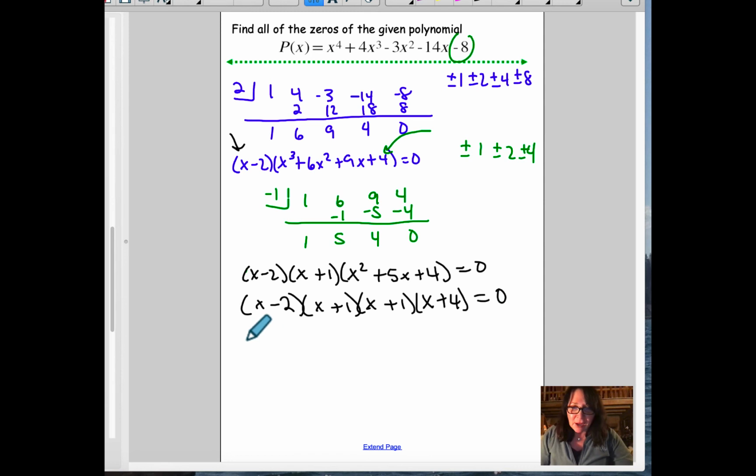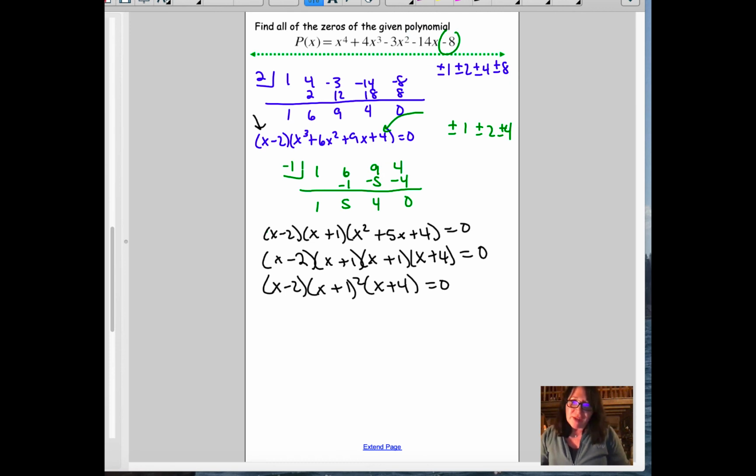And then rewriting this is x minus 2 times x plus 1 quantity squared times x plus 4 is equal to 0. So what I know is this. I know that I have zeros. So my zeros are 2, negative 1, and negative 4.